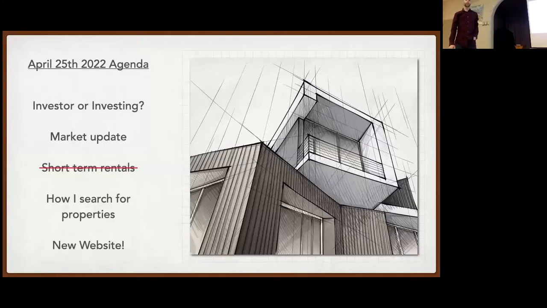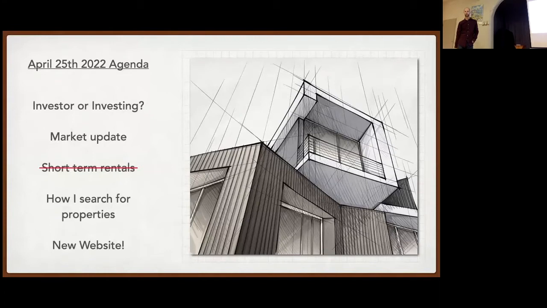Okay, so today's agenda, I did have somebody that was going to be speaking about the advantages of running your unit as a short-term rental versus long-term rentals. Lots of people are doing the short-term rentals. Lots of people are making lots of money on it. There's some pros and cons and some concerns and lots of information.